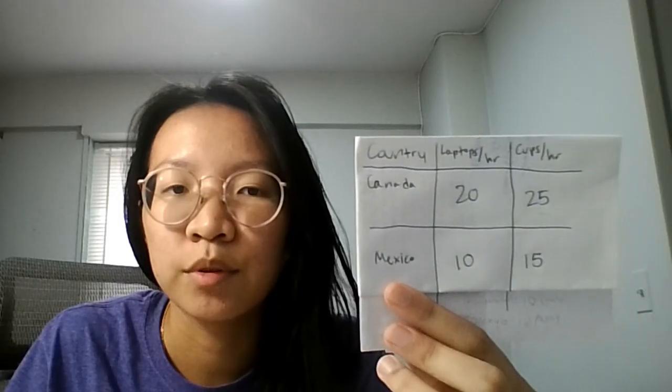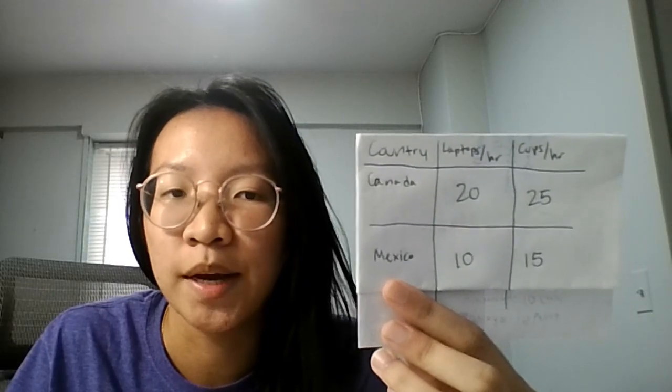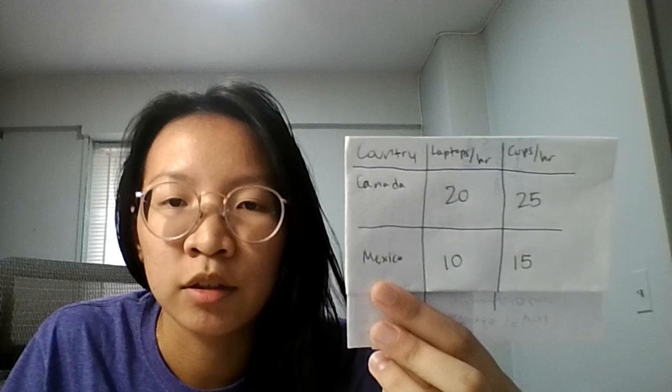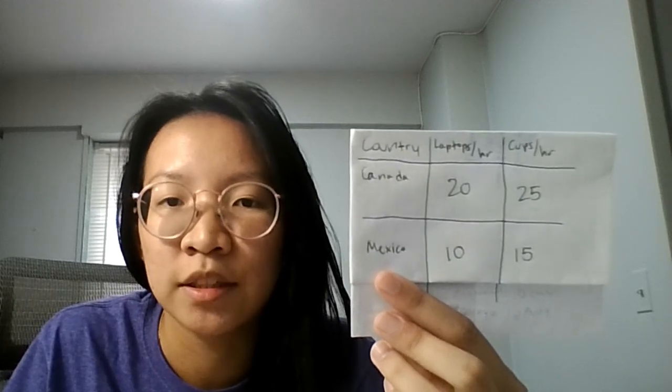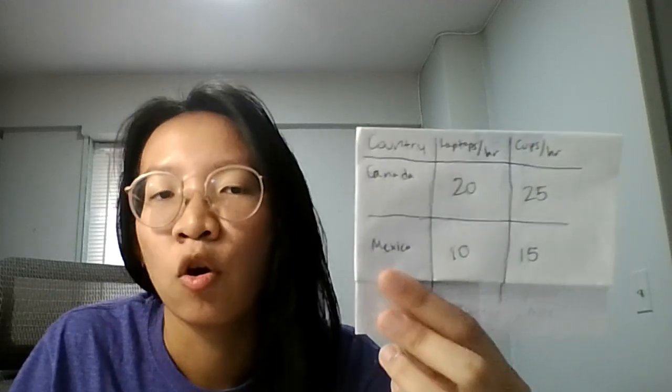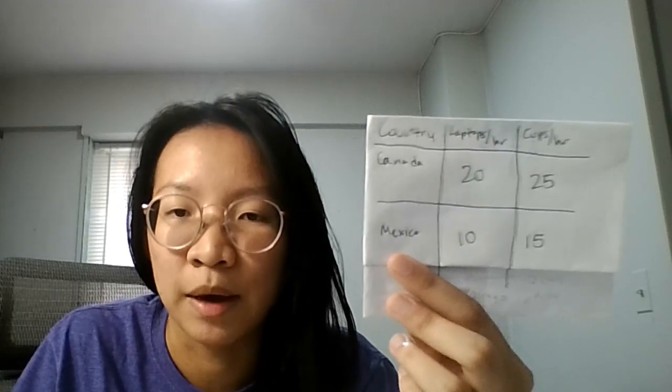So in this next example, we have Canada and Mexico, and each country now produces laptops or cups. And we can see here that Canada clearly has an absolute advantage in producing both items. It can produce 20 laptops per hour versus Mexico's 10, or 25 cups per hour versus Mexico's 15. So there's no debate about that part.